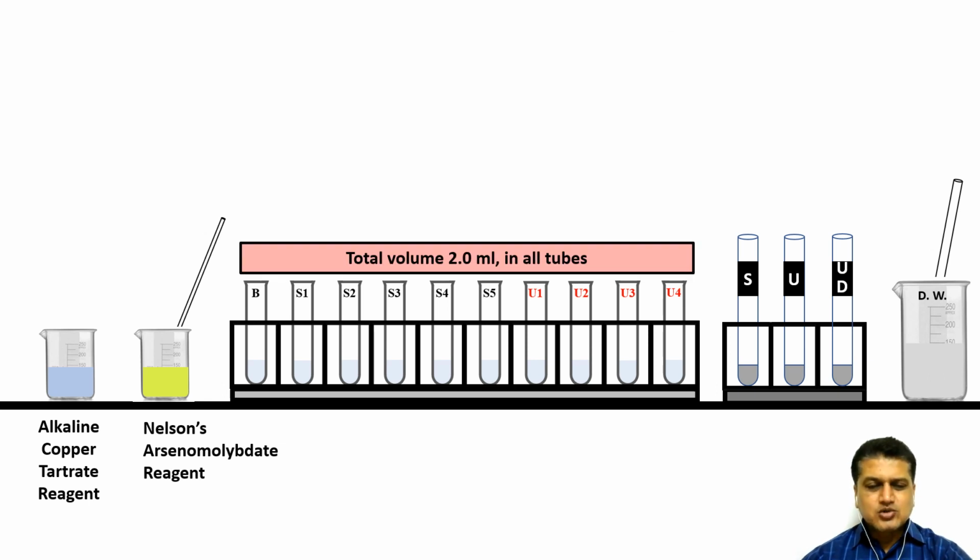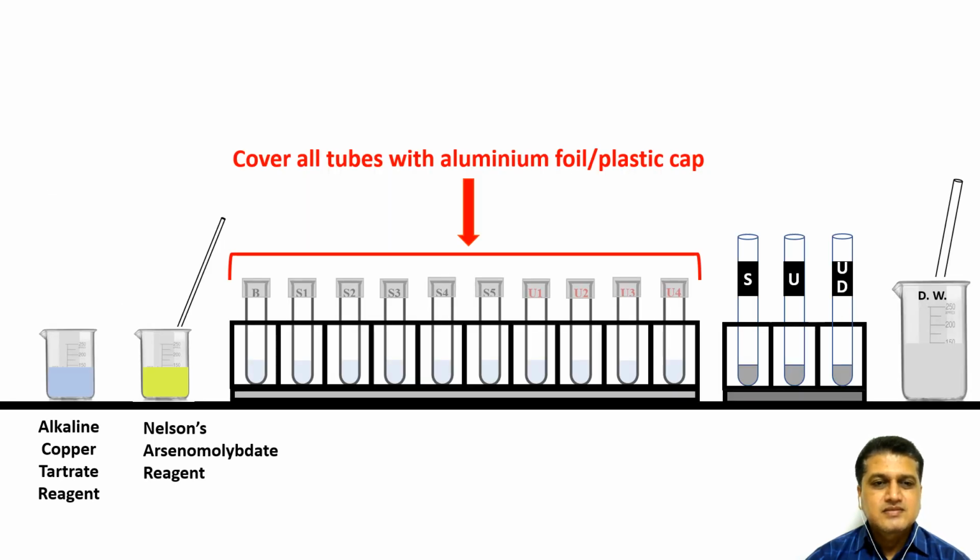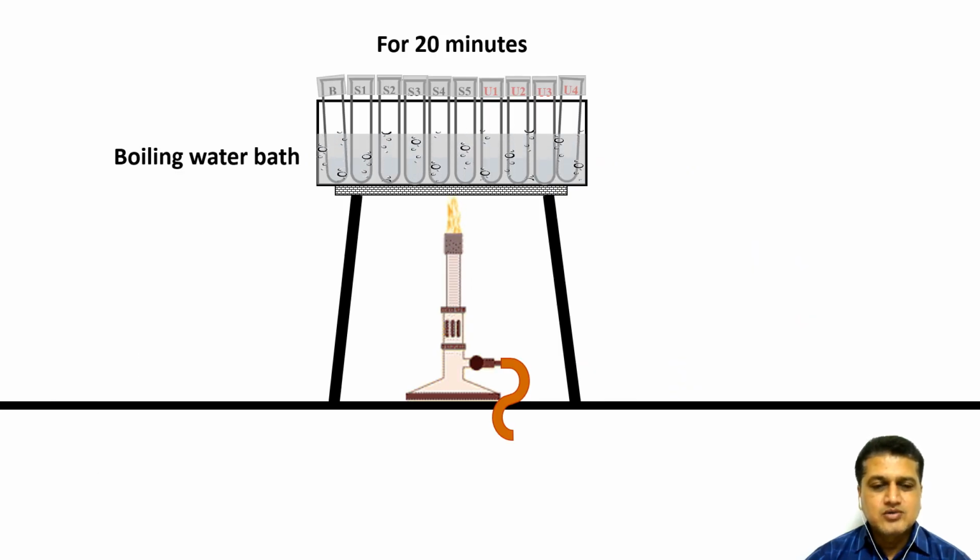Thus, total volume 2 ml is set in all 10 test tubes. After adding alkaline copper tartrate reagent, all tubes must be boiled for 20 minutes. To prevent the loss due to evaporation, cover all tubes with either aluminum foil or plastic cap. Now keep all 10 tubes in boiling water bath for 20 minutes.